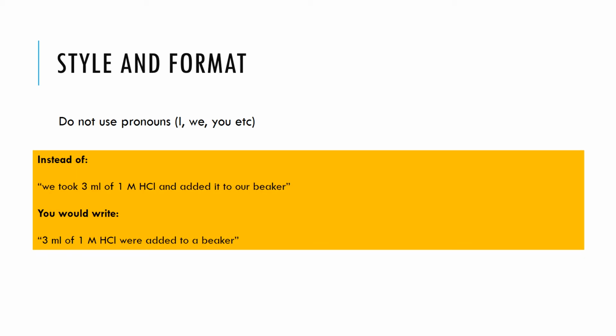Now, we should never use personal pronouns in a laboratory report. We are scientists and we must stand back from our work and take an objective view of the observations that we make. So we cannot make it personal. So you should avoid the use of things like I, we, and you. So here's an example. Instead of "we took 3 ml of 1 molar hydrochloric acid and added it to our beaker," you should write "3 ml of 1 molar hydrochloric acid were added to a beaker." So you see what I've done there is remove any kind of personal pronoun from the writing.